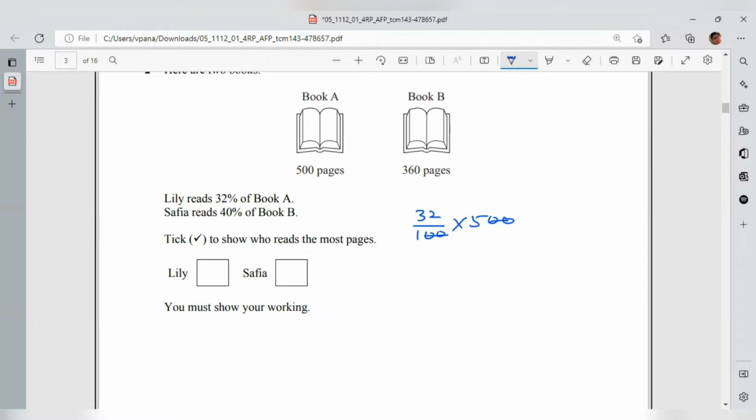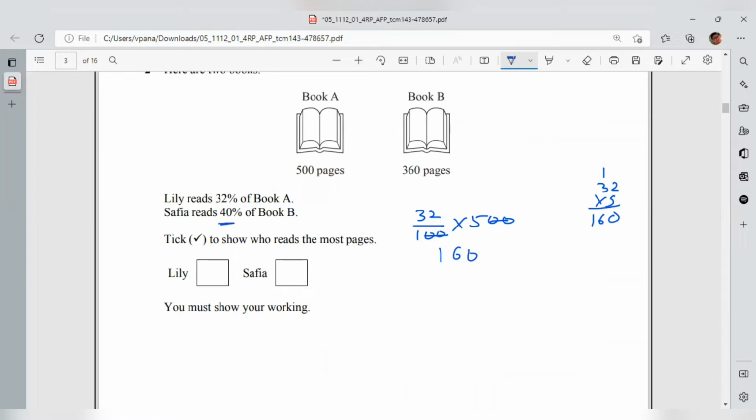Here the calculator is not allowed. So you are supposed to calculate it yourself. So the first part 32 times 5. If you are not able to do orally, you can show the working over here. 5 times 2, 10. Carry 1. 5 3s are 15 plus 1, 16. So you get this as 160. Okay. So she has read 32% of book A. So for book A, she has read 160 pages.